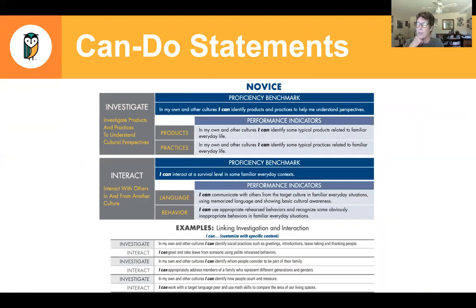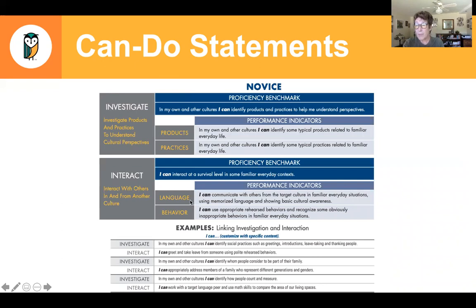So let's go ahead and look at the newest statements here, the intercultural communication can-do statements. Notice that they are broken down into two functions. You'll see here on the left, they're broken down into investigating and interacting. Under investigating, the focus is on products and practices. And under interacting, the focus is on language and behavior.